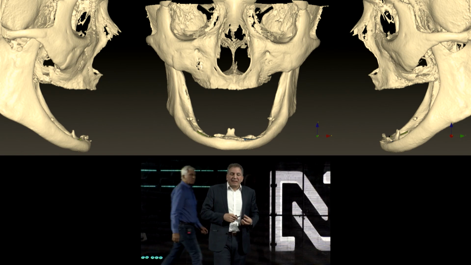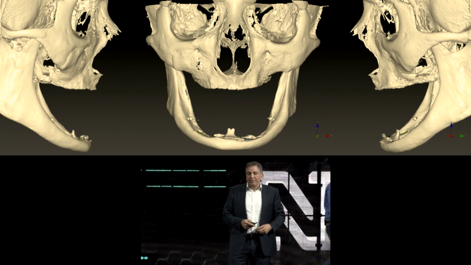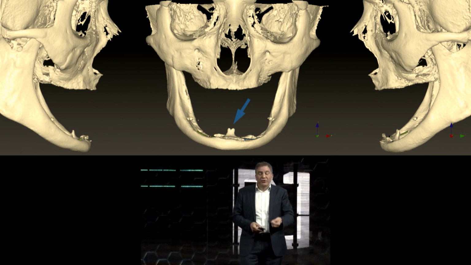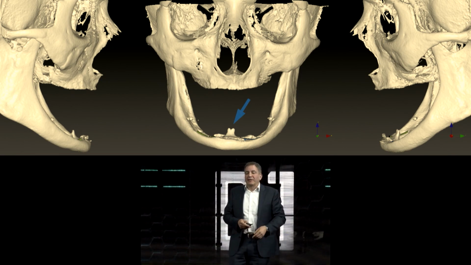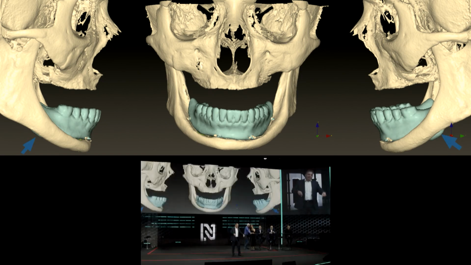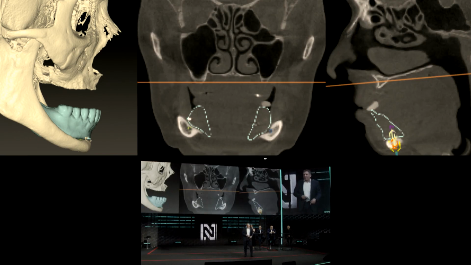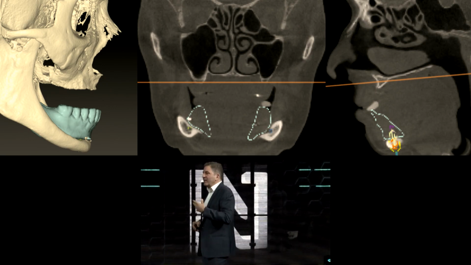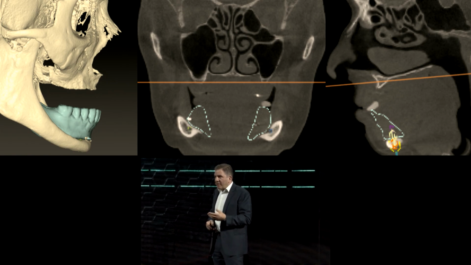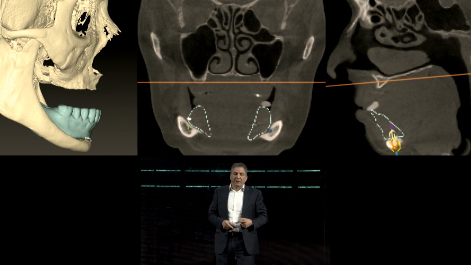And we can take that into our planning. You can see the genial tubercles sticking high above the ridge, and the prosthesis in place. Look how it's projecting beyond the lower border of the mandible. And you can really imagine why this patient experiences an unreasonable amount of discomfort with a prosthesis. You can see how it's directly on the inferior dental nerve.